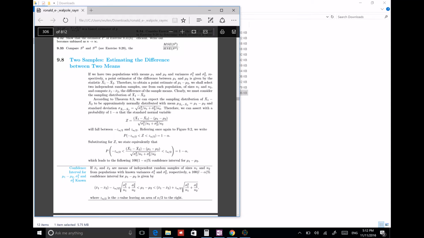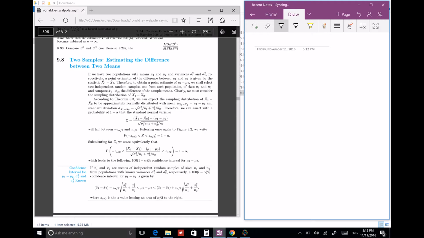In this video, I'm going to look at the lesson 10's course content. Then after the quick review of the course content, we're going to look at the homework together as well. So first, two samples: estimating the difference between two means.